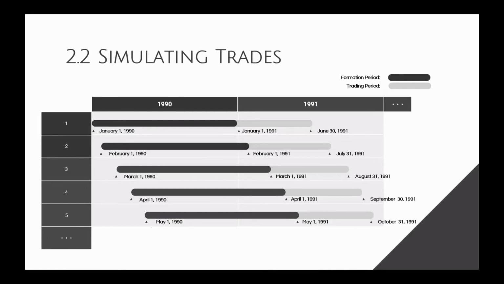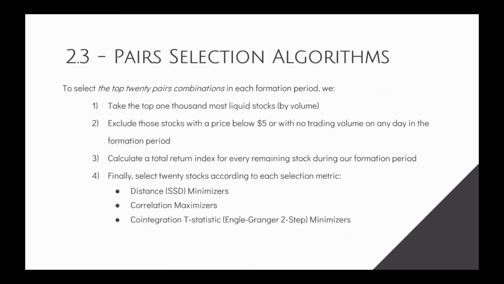Additionally, I begin a new trading period, formation period combination at the beginning of each calendar month in the year, meaning that at any given time, we will have up to 6 distinct trading periods that will be open. So, in a given formation period, to select the top 20 pairs combinations, which is consistent with the literature, you typically select 20 pairs as your overall portfolio and trade those.